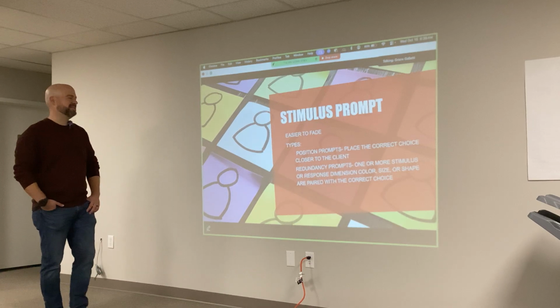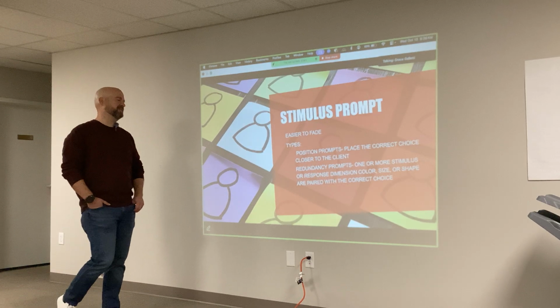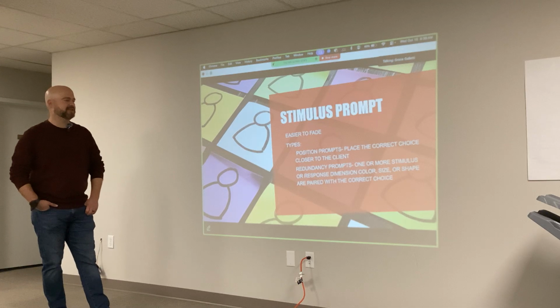There's also redundancy prompts. One or more stimulus or response dimensions, such as color, size, or shape, are paired with the correct choice.